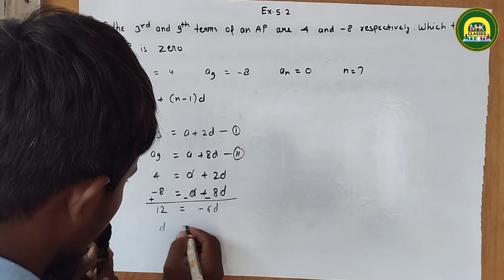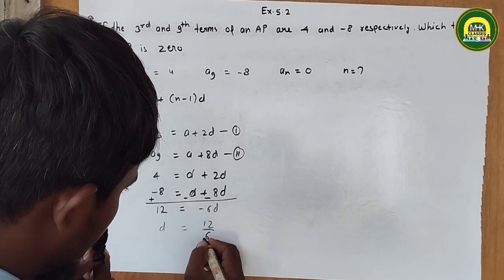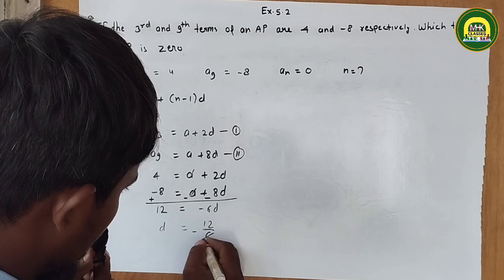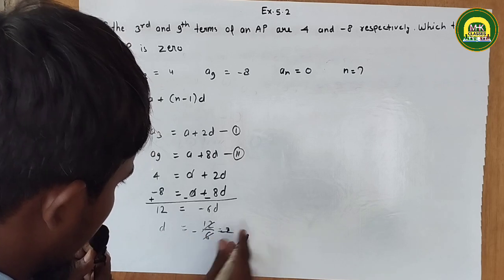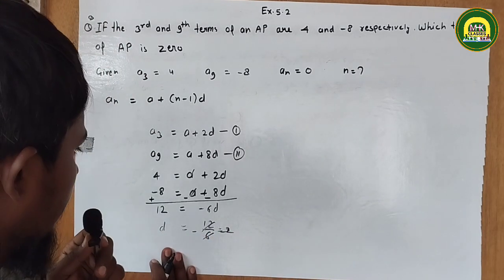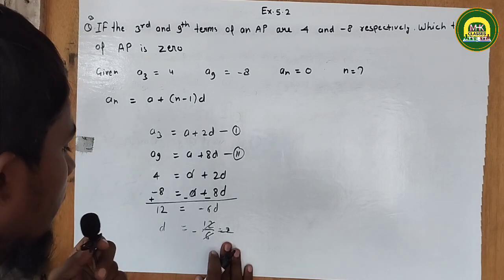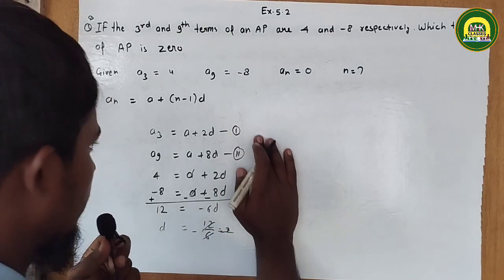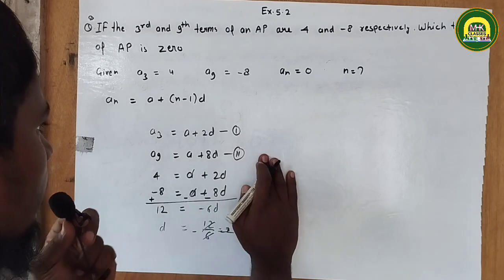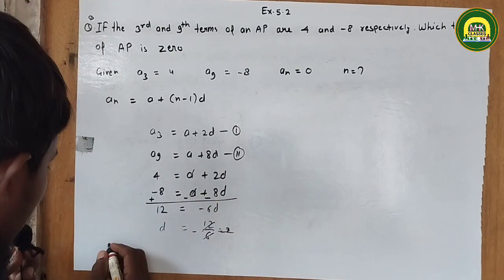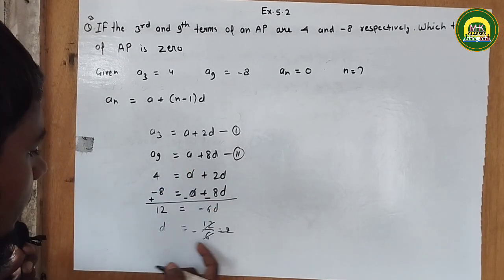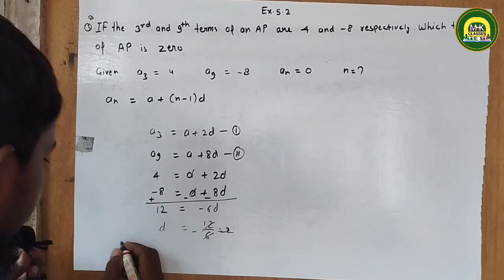d is equal to 12 divided by minus 6. So minus 2 is the common difference of the AP. With the help of the common difference, we will put the value of d in equation first or second. Then we get the value of a. So here we put the value of the common difference in equation first.